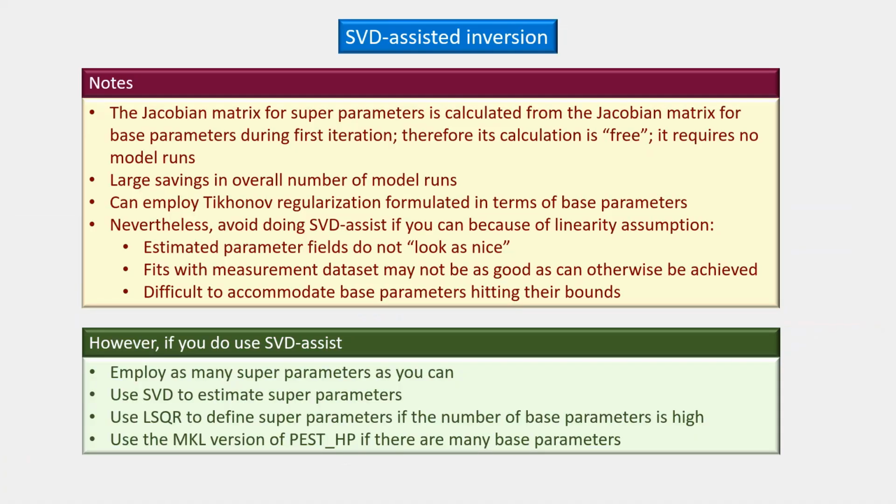So just a few notes on SVD-assisted inversion. Obviously, it's cheap, much cheaper than normal inversion. And also, just to make it even cheaper, that first iteration of the SVD-assisted inversion process we get for free. We don't have to actually do finite difference derivatives based on superparameters. The derivatives of superparameters are calculated from the base Jacobian matrix, the same matrix that allows us to define superparameters in the first place. If we have Tikhonov regularization in the original PEST control file, based on base parameters, that is still employed as a regularization device when we do SVD-assisted inversion. The same Tikhonov constraints are applied to base parameters as are applied in the initial PEST control file, even though we're calculating derivatives with respect to superparameters.